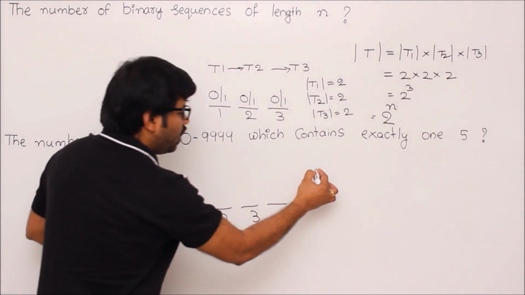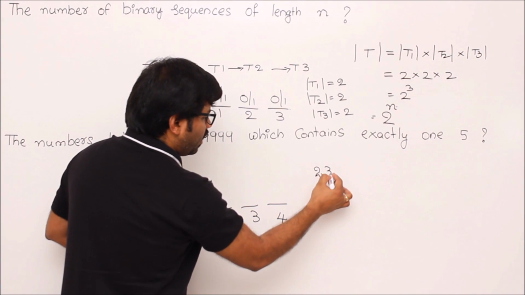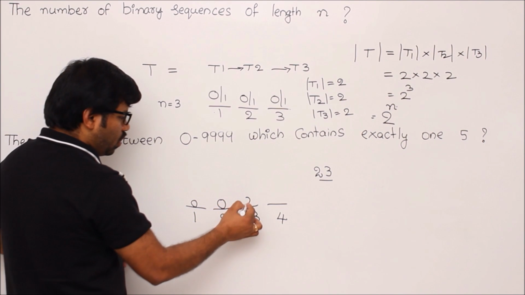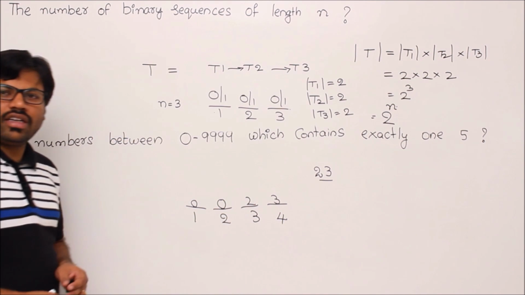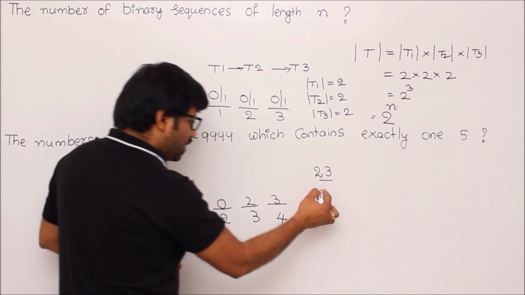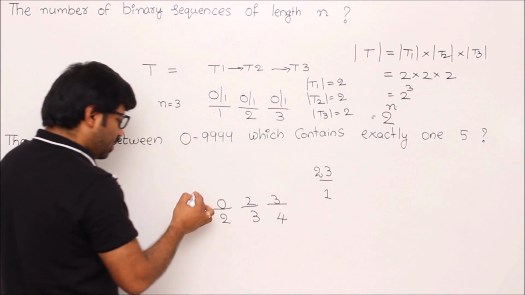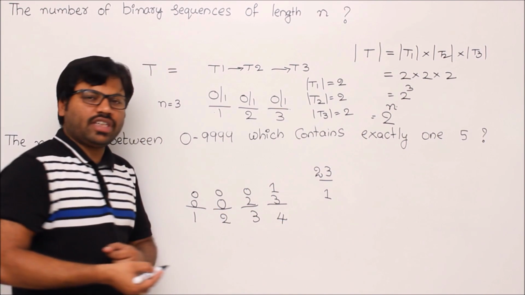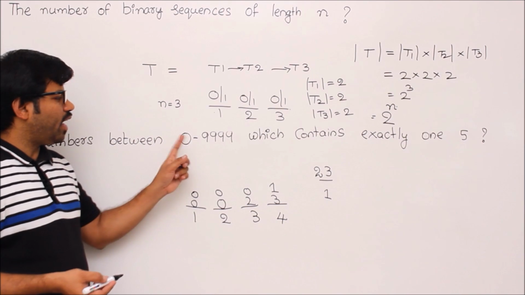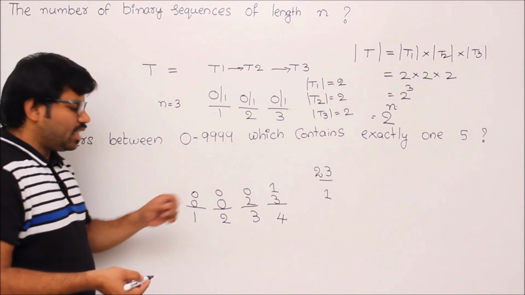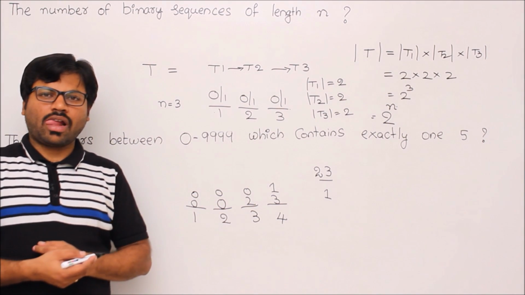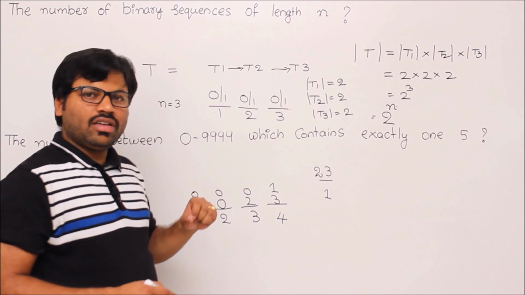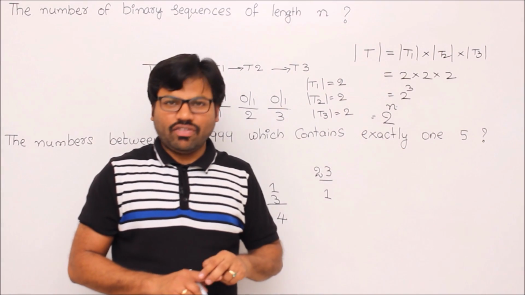For example, let's say my number is 23. So how I represent 23 here is I write 0, 0, 2, 3. Correct? So now similarly, if you want to represent 1, then I can write 0, 0, 0, 1. So finally what I want to say is any number between 0 to 9999 can be represented with these 4 positions. But our problem is not only representing any number, but that number should contain exactly one 5.